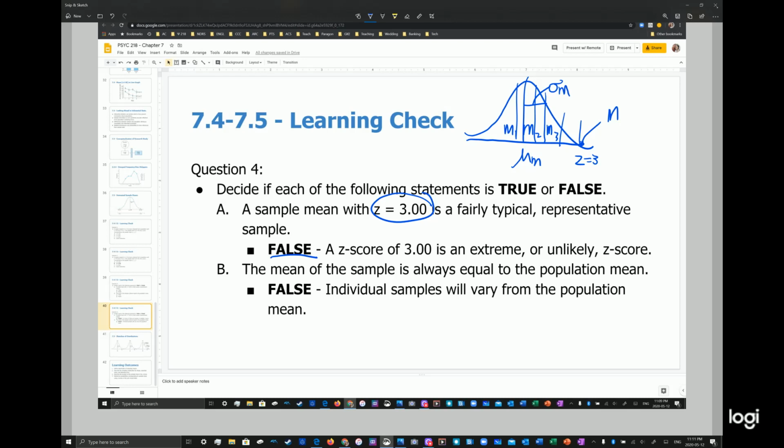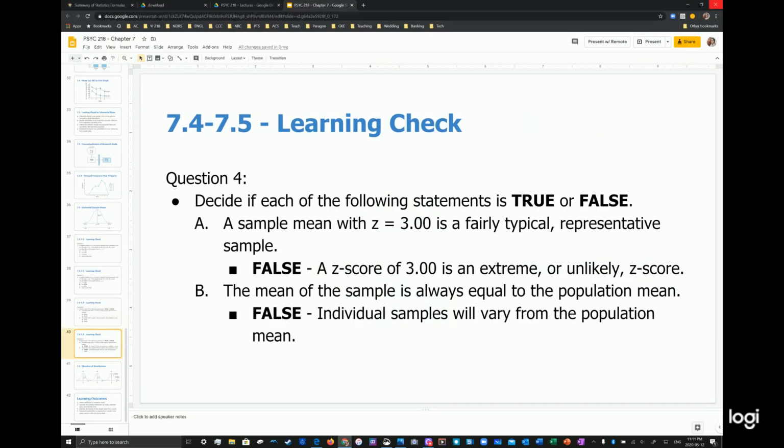For B, the mean of the sample. Here it is one sample, not a sampling distribution. So the statement itself would be false, because individual samples will always vary from the population. Which is why we need to do sampling distributions, where we get all the possible samples we can get and get the means from each of those samples, put them in a distribution, where the mean of means is going to be the same as the population mean.